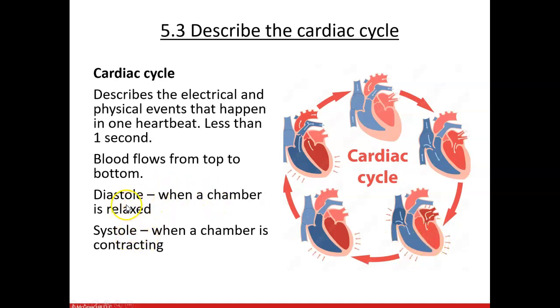One of the ways I remember this is D, I think of the word dead, meaning completely relaxed. So it's not really dead, but if you were dead, your body would be completely relaxed. So that's when the chamber's relaxed. D for dead. Systole when a chamber's contracting. And that becomes important in blood pressure.